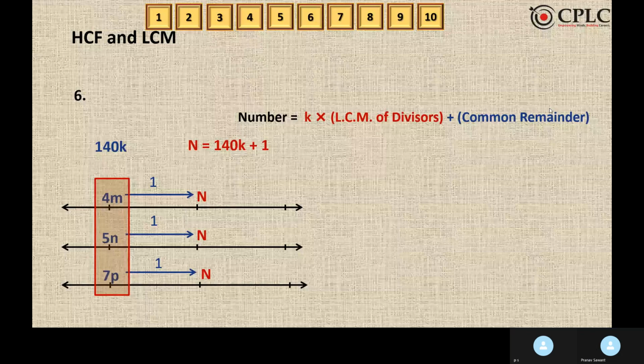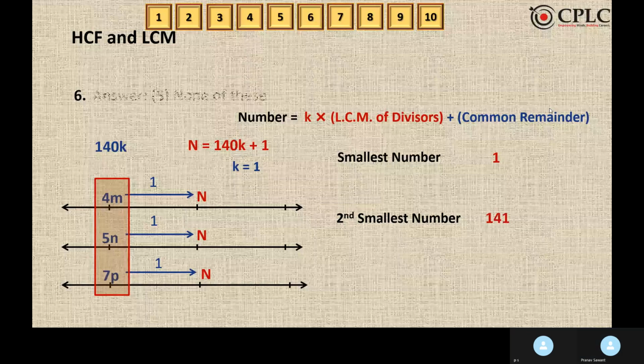Now to get the value of n, we just have to put in the value of k. That's it. So as we need the smallest value, I'll put the value of k as 0 first. Smallest number would be 1. And to get the second smallest value, I'll put the value of k as 1. I'll get the second smallest number, that is 141. Option 5, none of these is the answer.